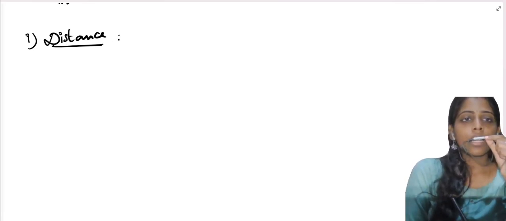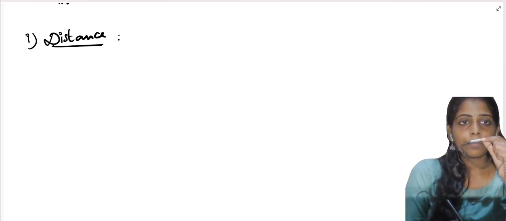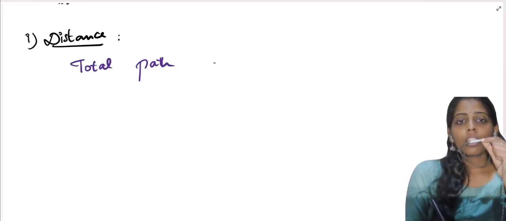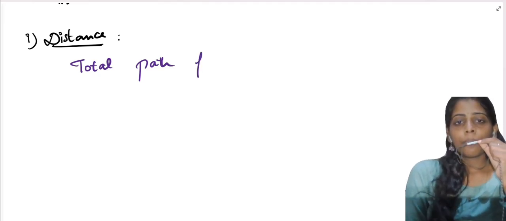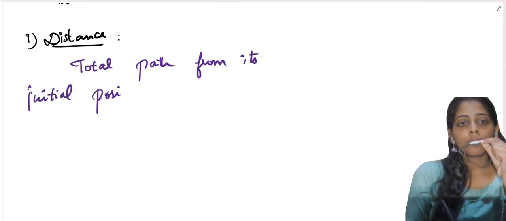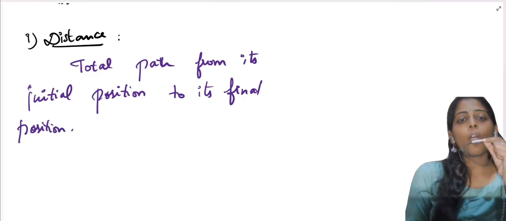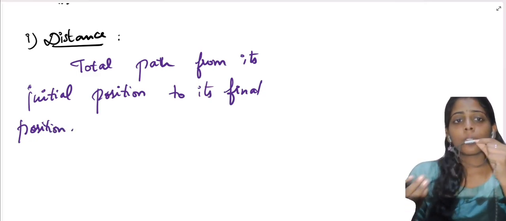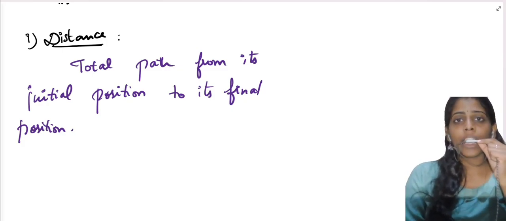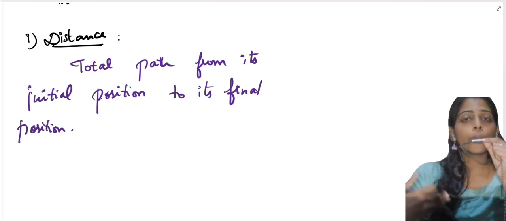So first let us define what distance is. Distance is nothing but the total path covered by the object from its initial position to its final position. So when the object is undergoing motion, the distance is nothing but the total path which is covered by the object when it moves from its initial position to its final position.